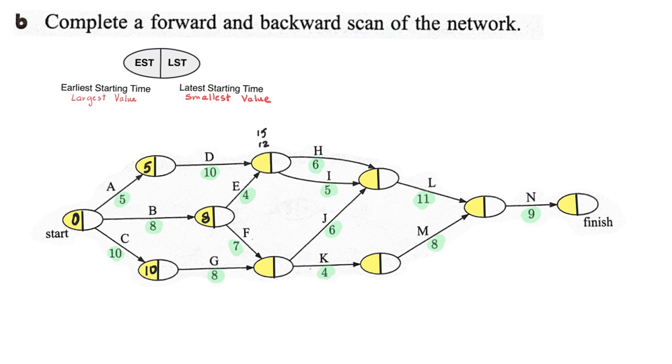So that means that task H or I cannot be started until all the tasks are done, and the earliest time will be 15 minutes. The same thing applies for this node. We must add 8 and 7 to get 15, or 10 and 8 to get 18. So 18 will be the largest value, the earliest time we can start the task.